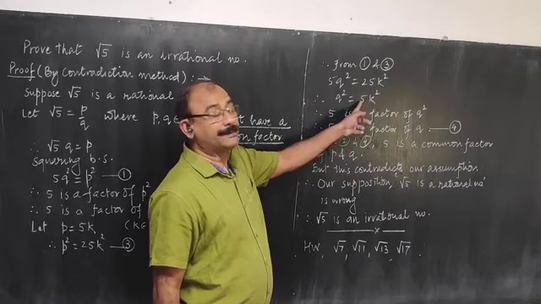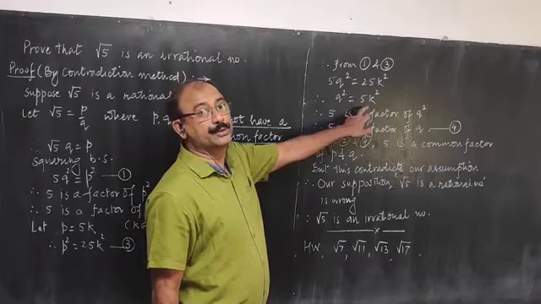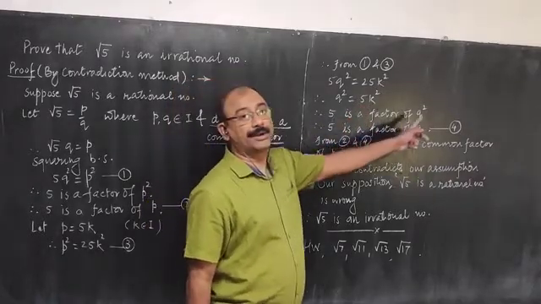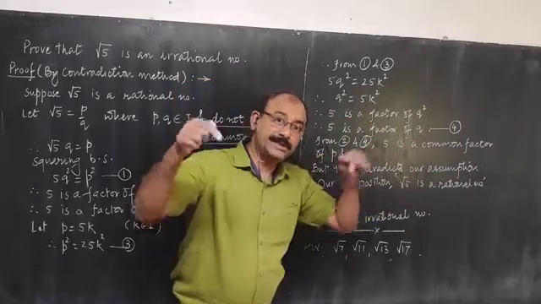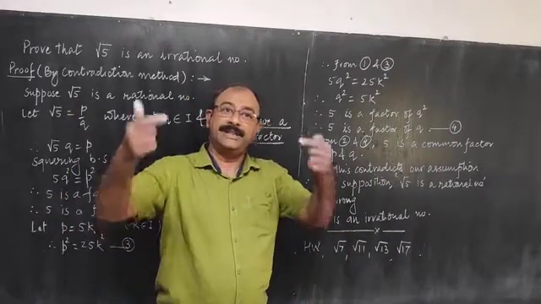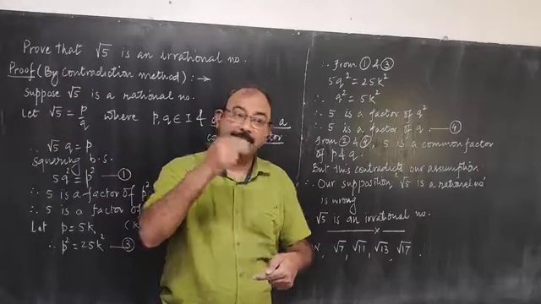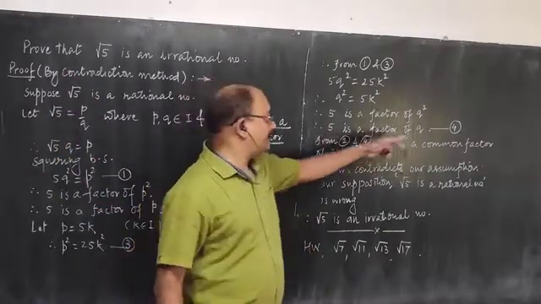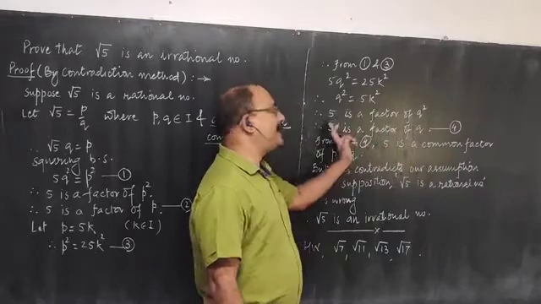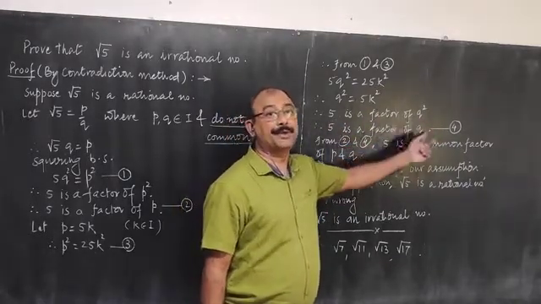In other words, 5 is a factor of q square. Again, I am using the same conclusion: if a prime number is a factor of another integer, then that prime number is a factor of the square root of the number. So 5 is a factor of q square, therefore 5 is a factor of q.